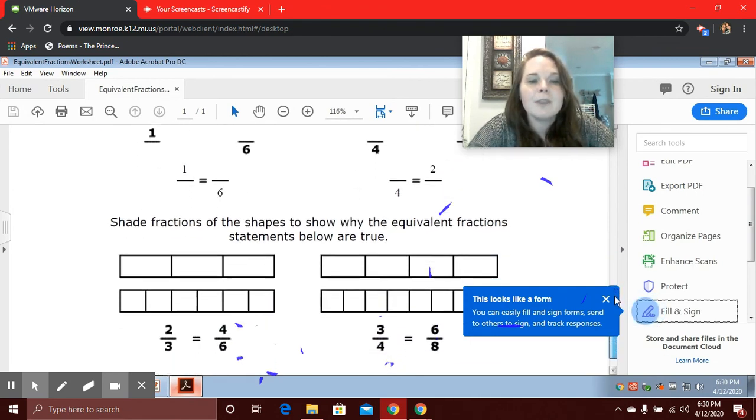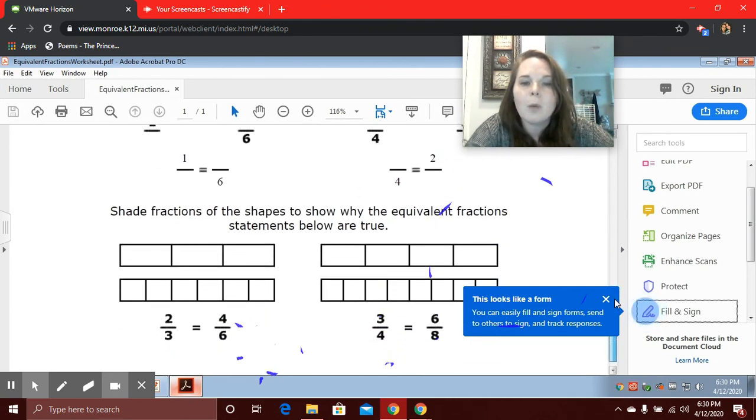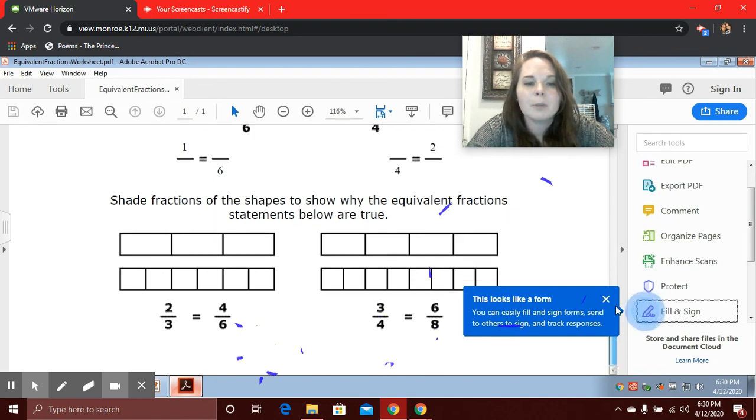And then shade fractions of the shapes to show why the equivalent fraction statements below are true. So how is 2/3 equivalent to 4/6? You're going to shade that in to show that that's true. And then 3/4 is equal to 6/8. And then shade that in to show how it's true.